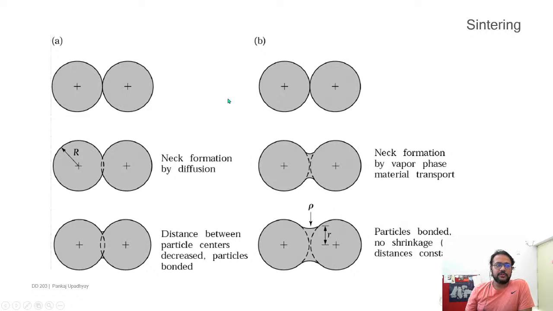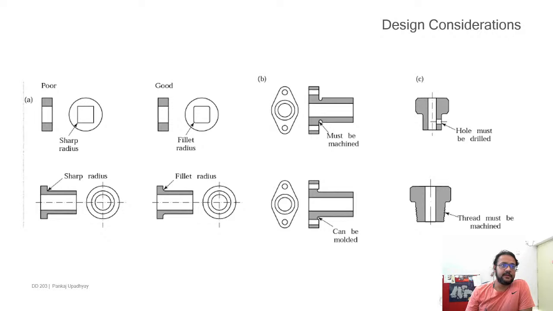Once it is heated, these kind of processes start taking place. There is a neck which is developed, and then finally this kind of bridge is created between powder particles. Okay, so what are some of the design considerations that you need to think about when you are thinking about, let's say, powder metallurgy parts?